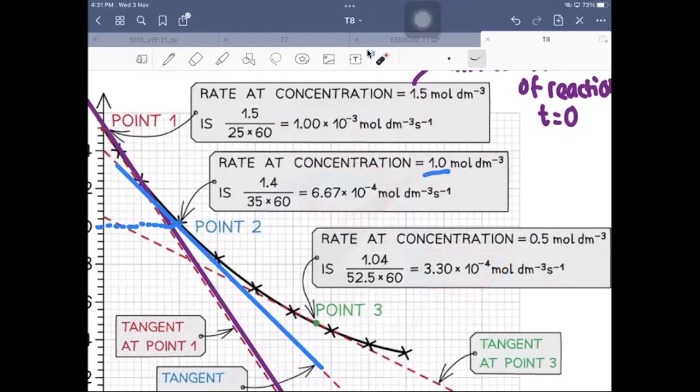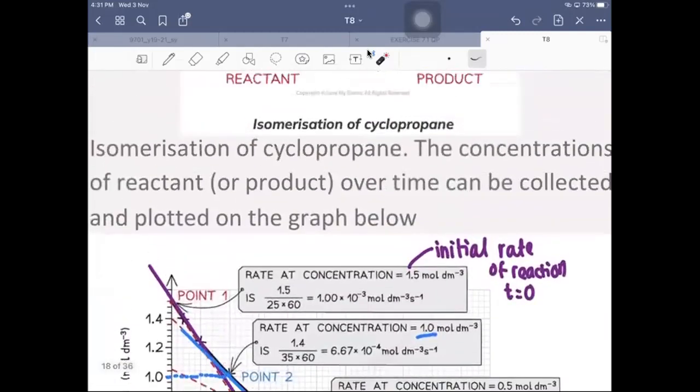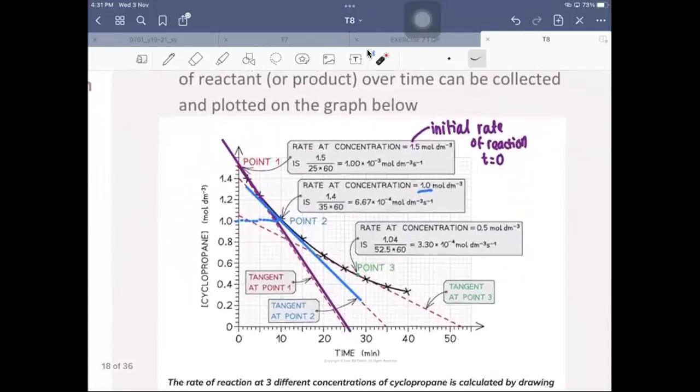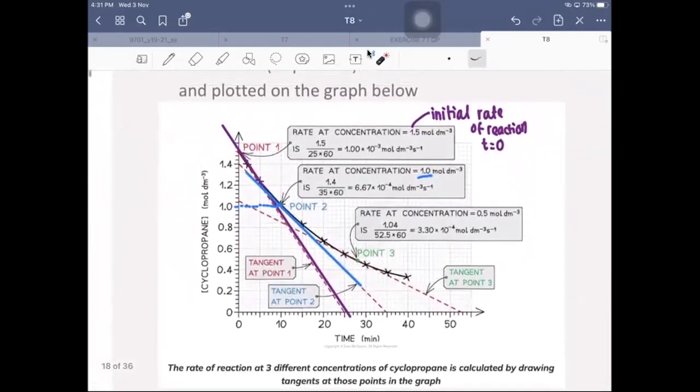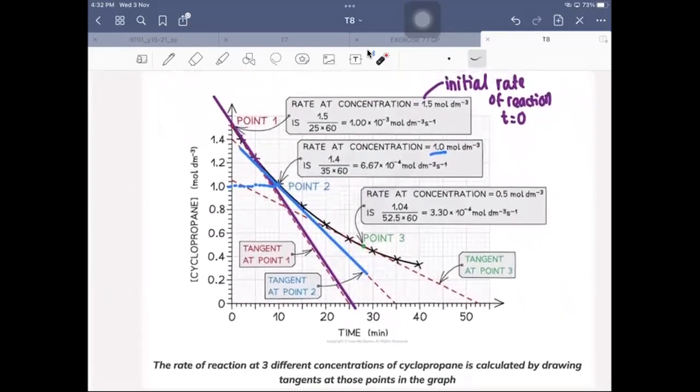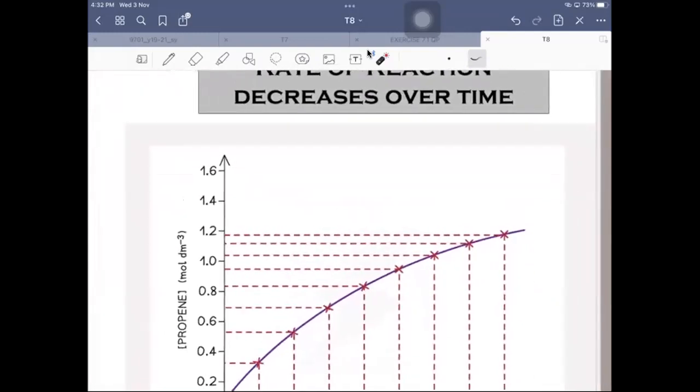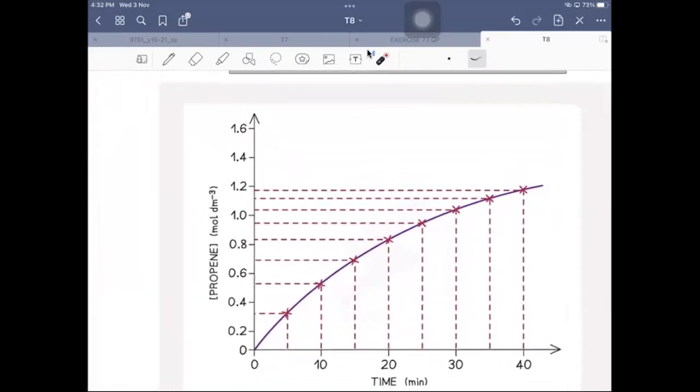This is true for all reactions, not just the isomerization of cyclopropane. Calculating rate of reaction graphically is probably not required of you in AS, but you definitely need to know this and build on this for your A2 later on. Okay, right. What if now I change my graph instead of what I have here?